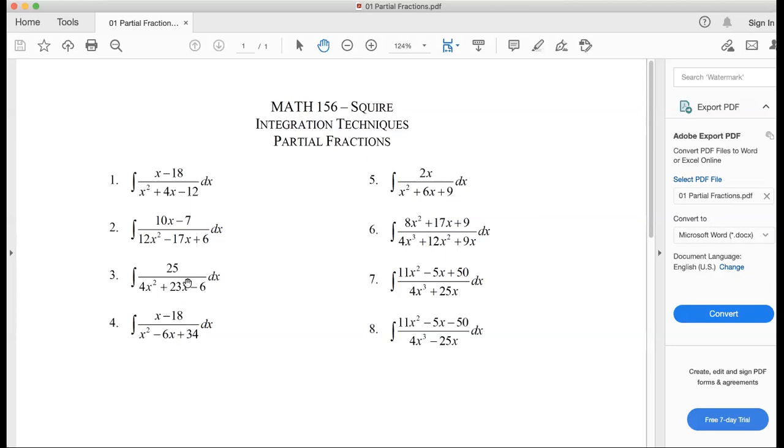But problem 4 looks a lot like these others and is much, much different because it's irreducible. Number 5 looks like the first 3 and is a little different, but when you factor it, you get x plus 3, x plus 3. So it's a repeated linear.